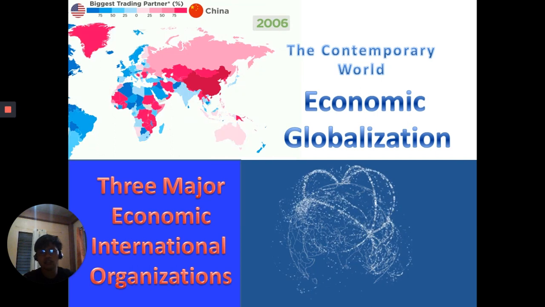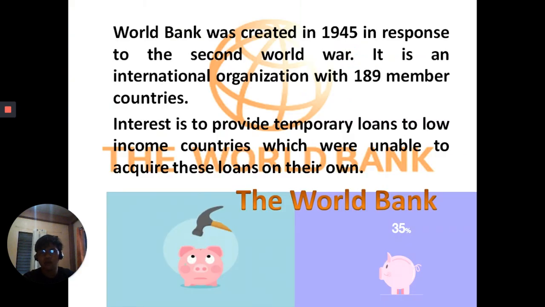The first one is the World Bank. The World Bank was created in 1945 in response to the Second World War. Okay? It is an international organization with 189 members. These member countries are referred to as shareholders as they actually hold shares in the organization. The shares that these countries own depend on the fees that they contributed to the World Bank.